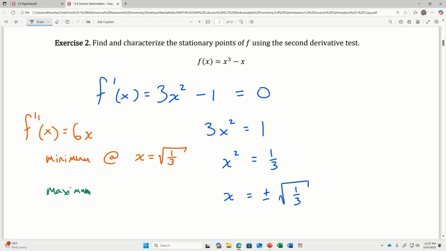And well, if my x is negative, then my second derivative would be negative. And if my second derivative is negative, then my function is concave down. And if my function is concave down, then my stationary point must be a maximum. You okay? So without having to really graph it, I know where my maximum and minimum happen.